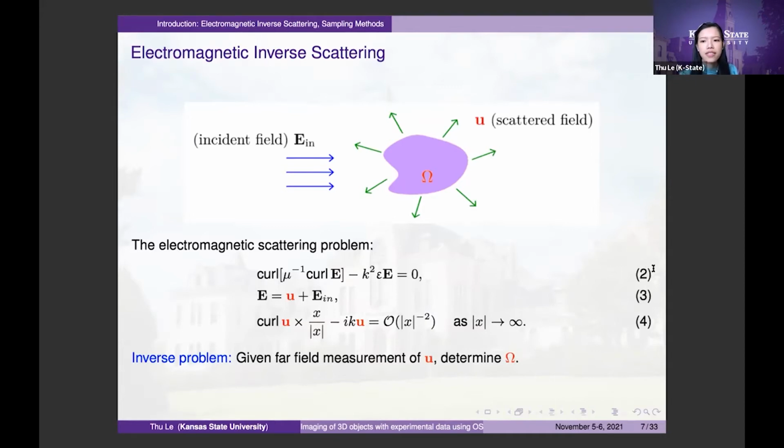So we obtain the second order equation for E, right? And number 3 tells us that the total field E is the sum of the scattered field and the incident field. And number 4 is the radiation condition. So to sum up, the inverse problem that we want to solve is: given the far field measurement of the scattered field U that satisfies equations 2 to 4, we will try to reconstruct omega.